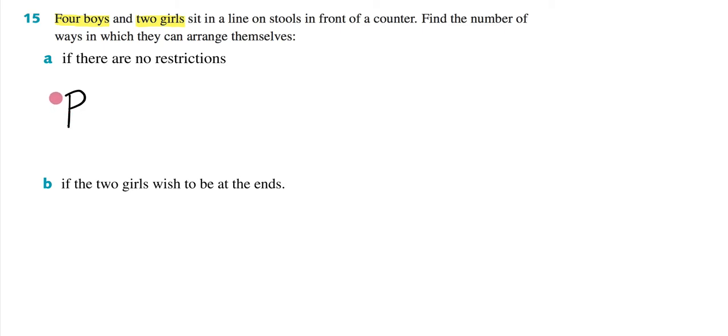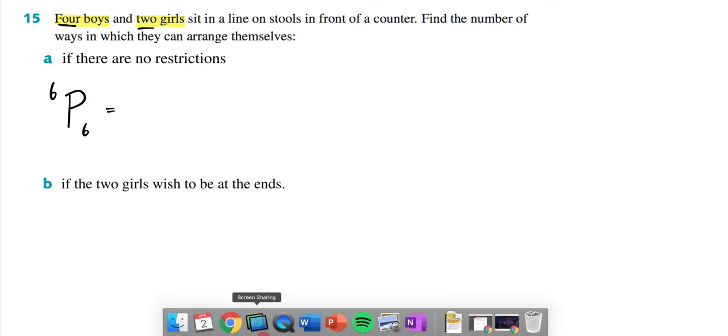So we know that our n value is simply going to be the total amount of people we have, which is 4 boys and 2 girls. So 4 plus 2 is 6. And the r value is going to be the places which we're trying to fill. If we're just putting them all in front of a counter, it's just going to be 6 places. They're going to be 6 stools that we're trying to fill up. Now that we've done that, we could straight away answer this using our CAS. So let me do that.